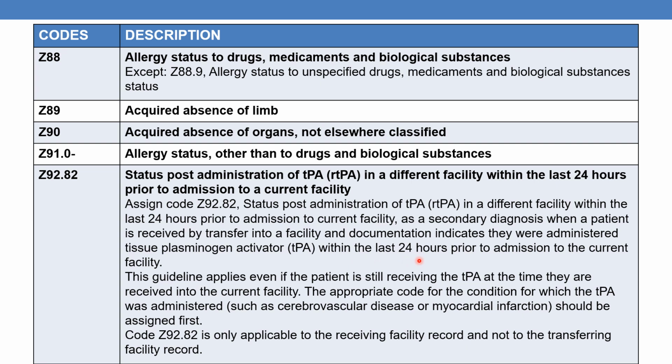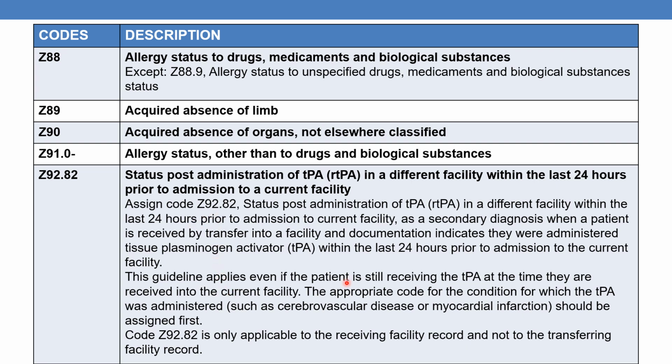That is, in simple terms, the patient has been admitted to one hospital and he has been transferred from one hospital to another hospital. And in the previous or former hospital, the patient might have been administered TPA within the last 24 hours. So whenever the patient is administered TPA within the last 24 hours prior to admission to another facility, or to the current facility, then you need to code Z92.82.